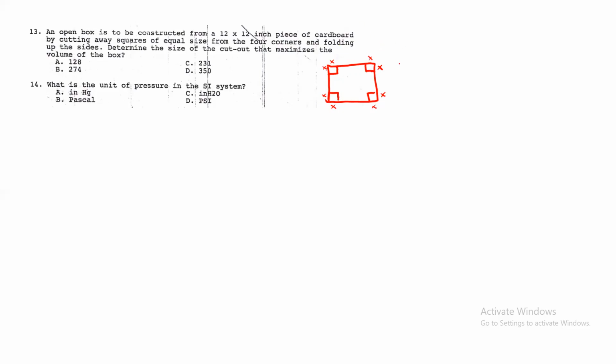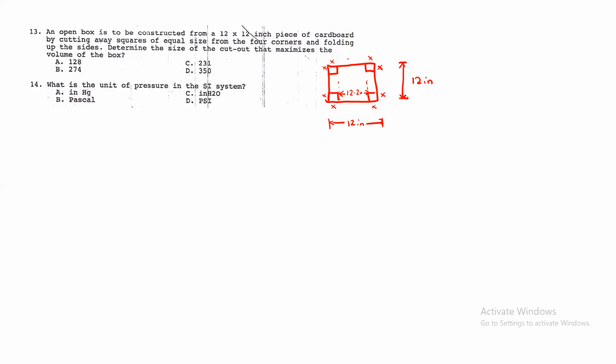So, yung cardboard natin initially is merong 12 inch. Then 12 inch din dito. So, syempre, pag nag-cut ka, so 12 minus 2x na to. So, ito is 12 minus 2x. So, pag nag-cut out ka ng square dito sa magkabilang gilid, yung initial length is 12 minus 2x.